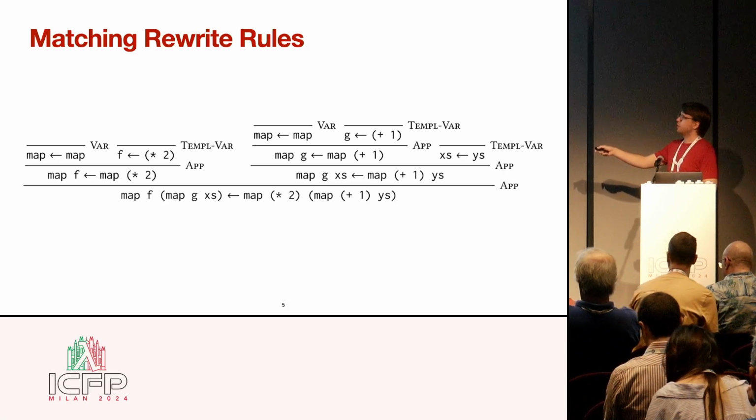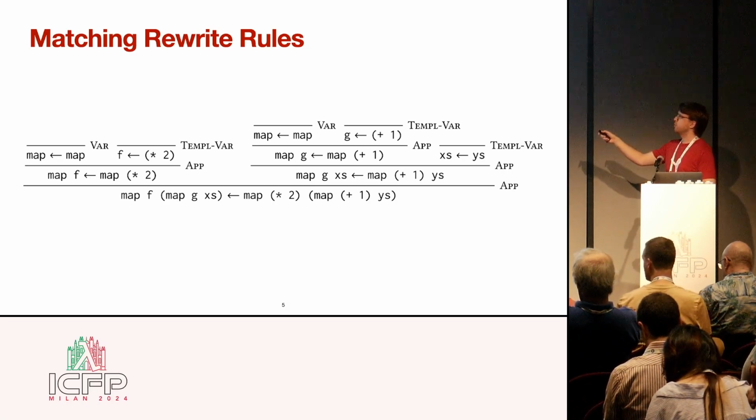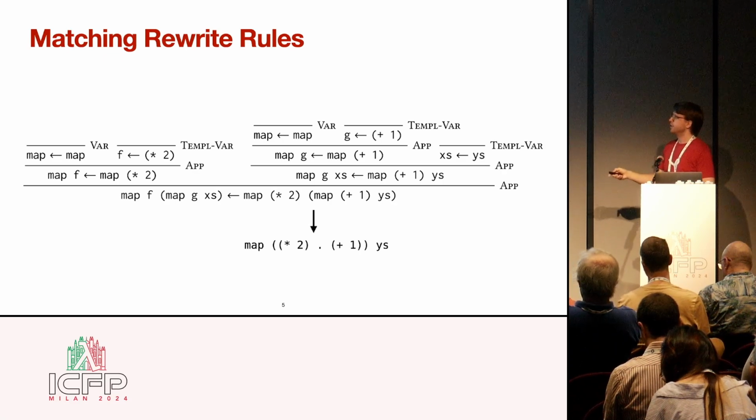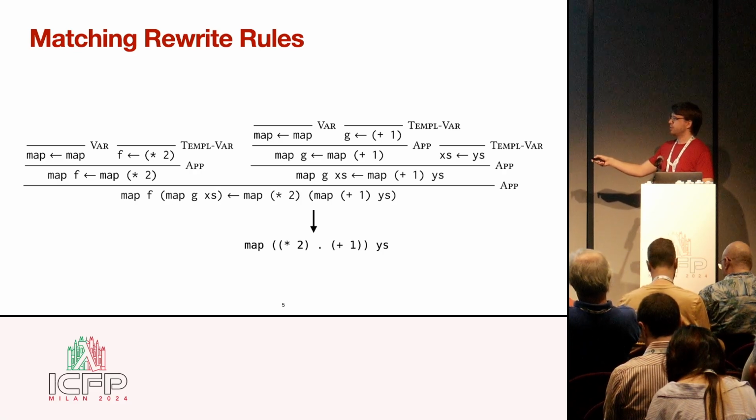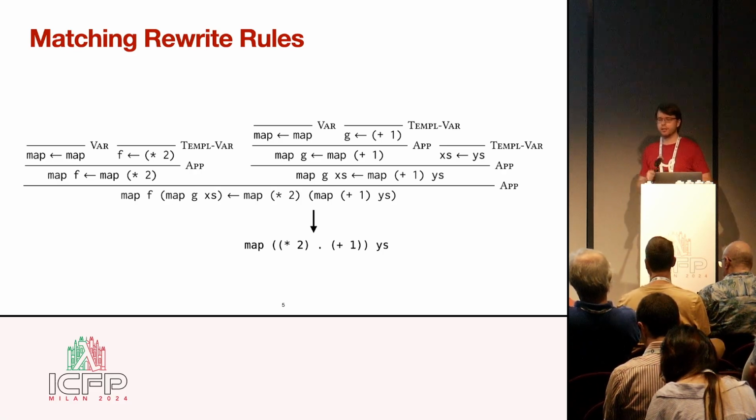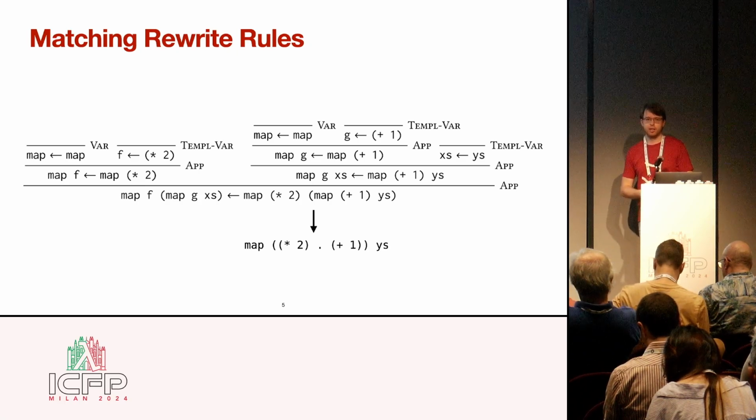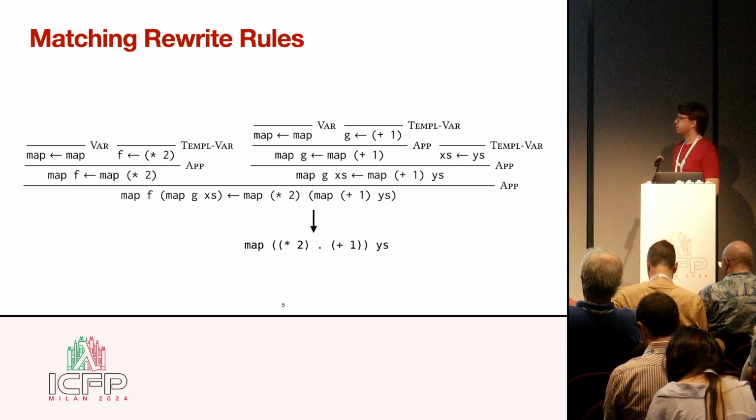Now, by reading off the assignments in all the template variable rules, we can actually perform the rewrite, substitute the expression in the proper places in the right-hand side of the rewrite rule, and end up with this single map over our list-wise, and thus we have eliminated one intermediate data structure.